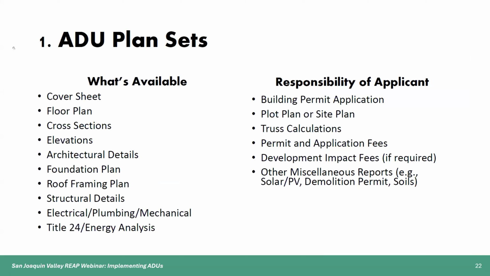Next slide. This is just a quick overview of what's included in the plan set. You can see on the left-hand side what's included, and on the right-hand side is the responsibility of the applicant. Of course, site plans, because all of these are going to be put on a specific site. But our guide document goes through how someone would prepare their own site plan or plot plan, if they wanted to. Also truss calculations, of course, permit application fees, development impact fees if required, and other miscellaneous reports.